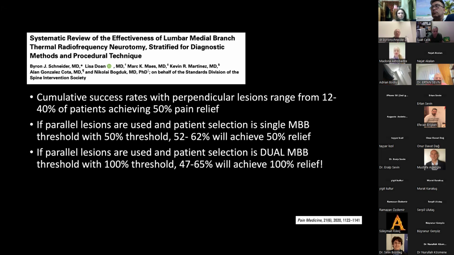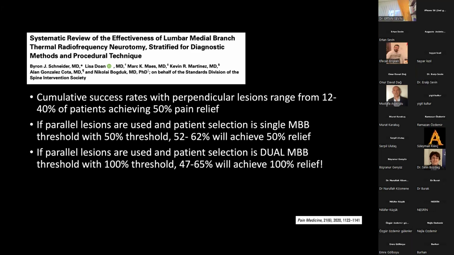So when you do reviews of the literature, like this systematic review we published, you have to start to stratify on how they selected their patients and what technique they utilized. And unsurprisingly, you find that if you start weakening those criteria, the success reliefs go down. So if you use a perpendicular lesion instead of a parallel lesion, you'll find that success rates are only between 12 and 40%.